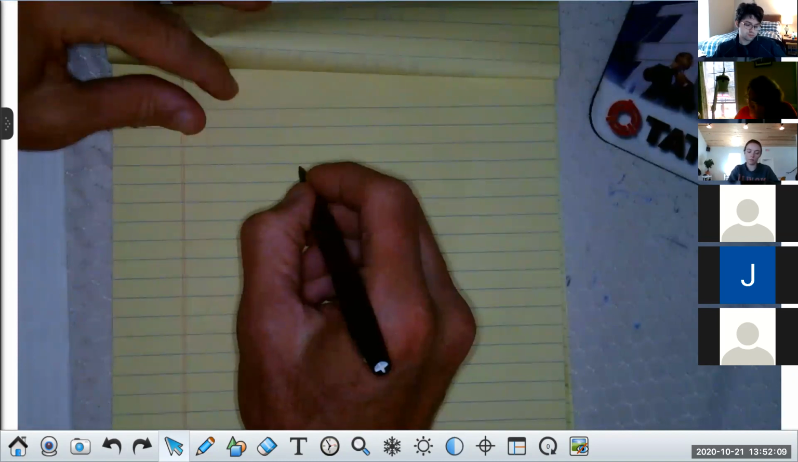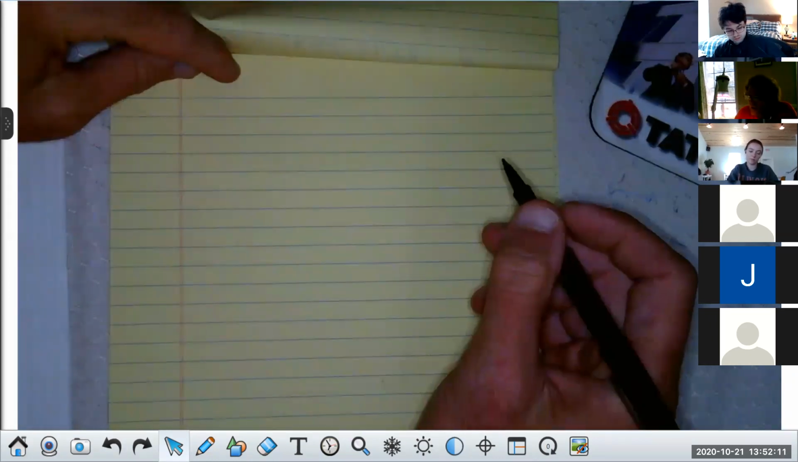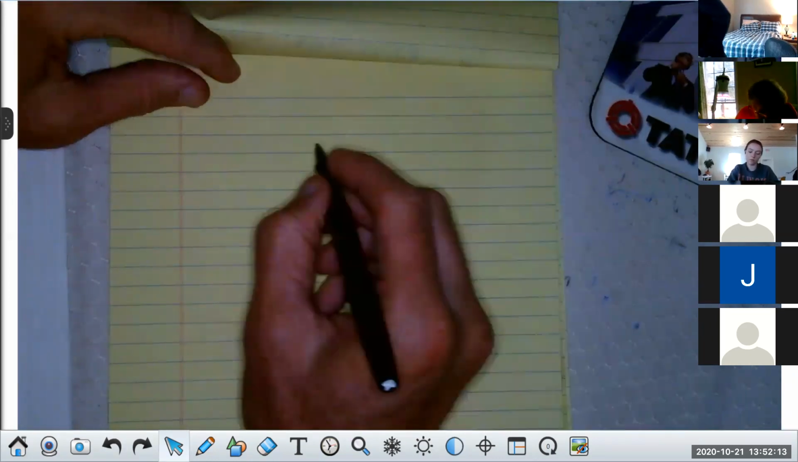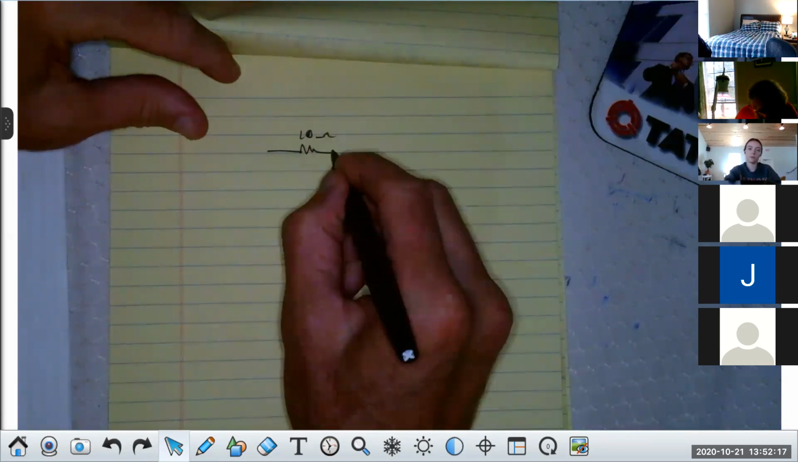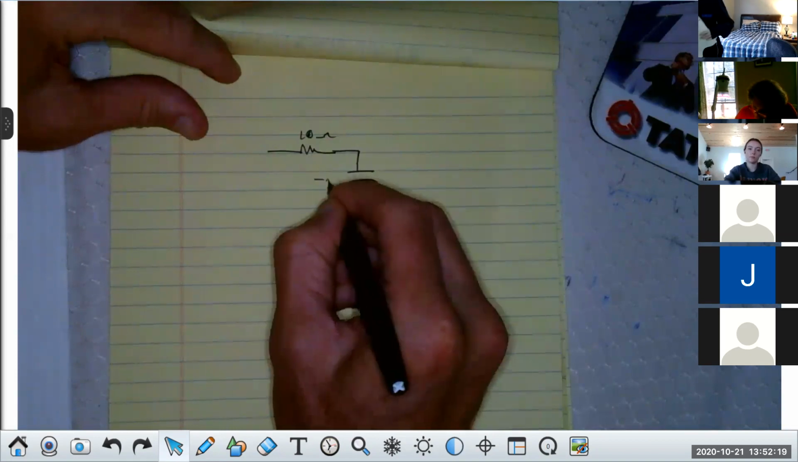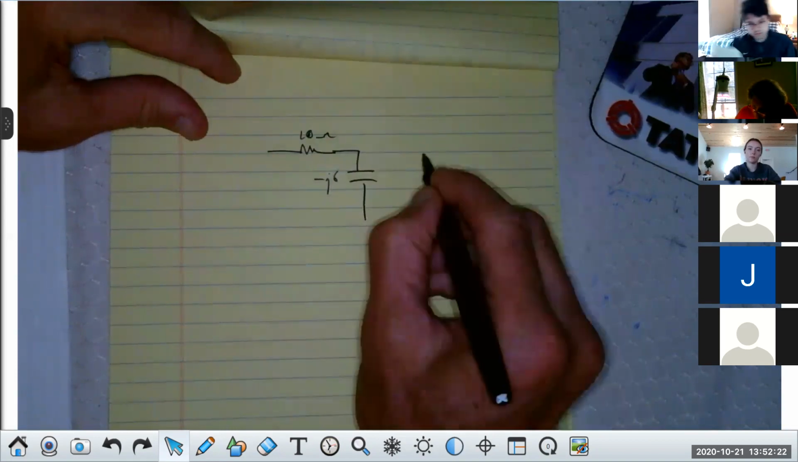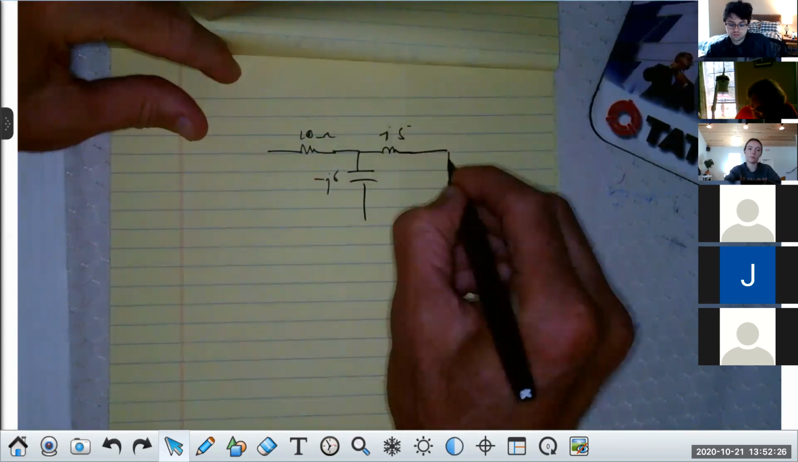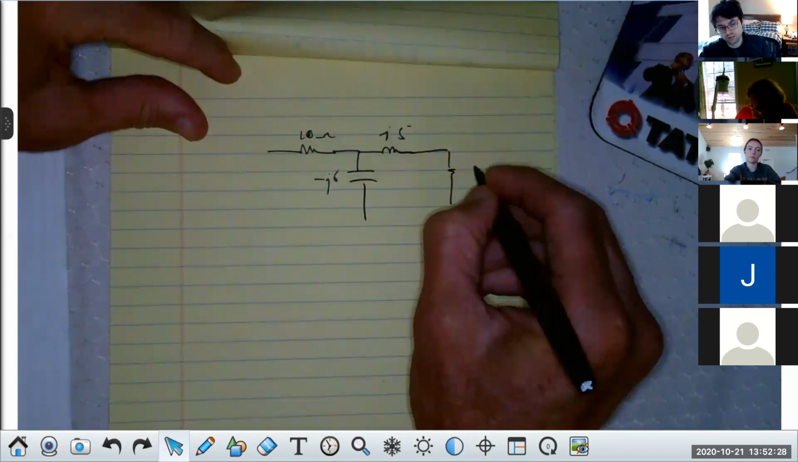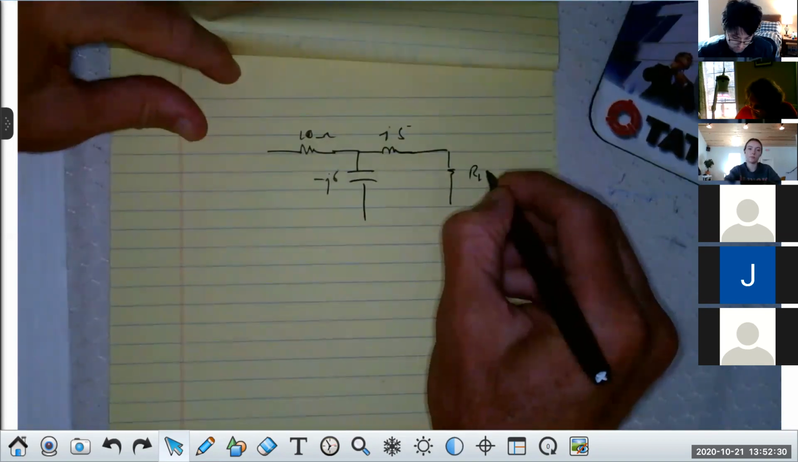Suppose I want the Thevenin equivalent circuit for this and then the solution. I'm going to say I have a resistor here of 10 ohms. I have a capacitor here, minus j6 ohms. I have an inductor here, j5 ohms, right? And then I have a resistor here, I call it R load, of 20 ohms.